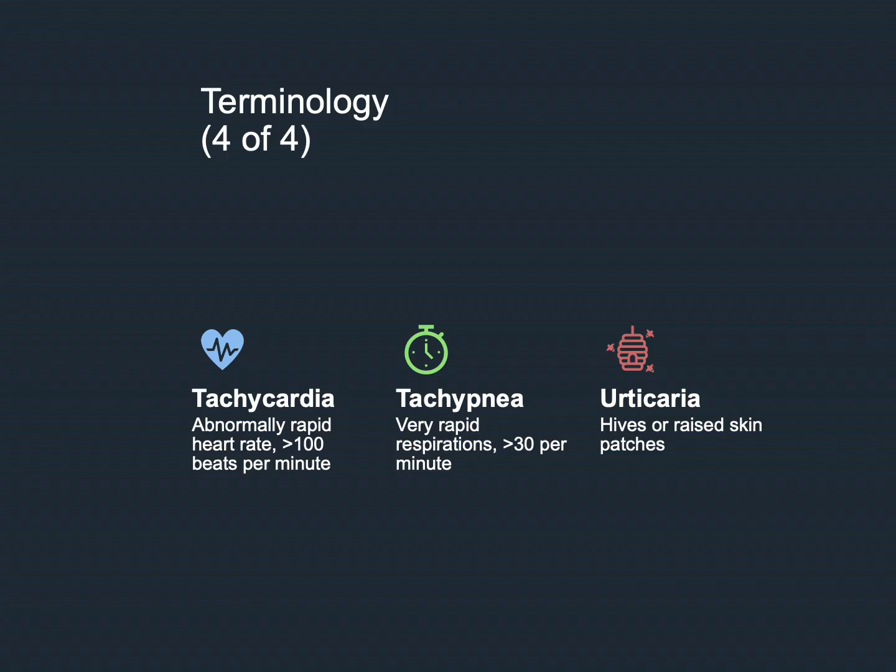Few more terms here. The last 3 terms that I want to review with you are tachycardia, tachypnea, and urticaria. Tachycardia, abnormally rapid heart rate of more than 100 beats per minute, and tachypnea, abnormally rapid respirations of more than 30 times per minute. These are both early clinical signs of malignant hyperthermia. Hives or raised skin patches are called urticaria, and urticaria is a sign of an allergic reaction.